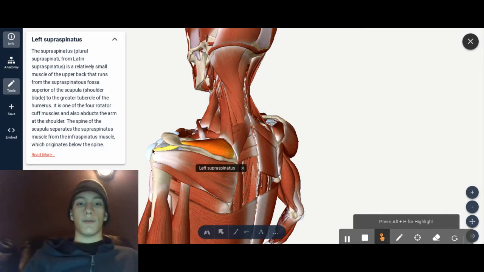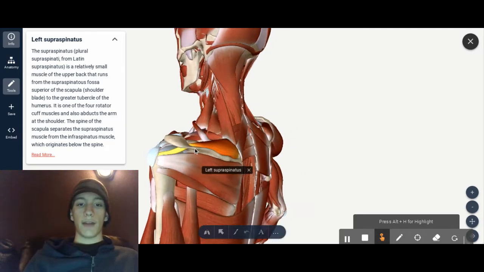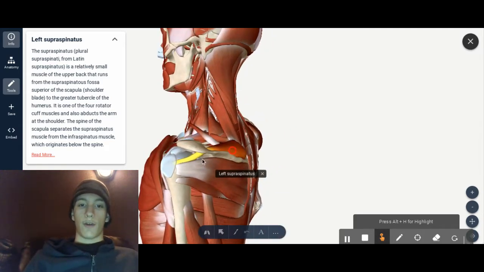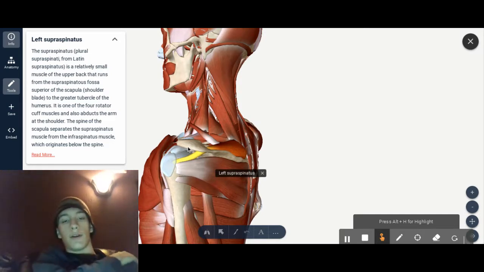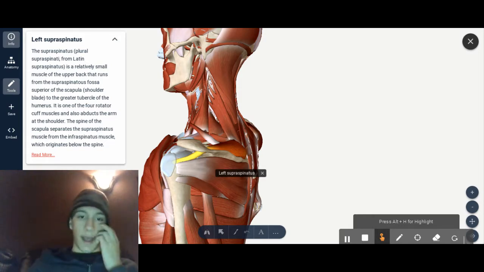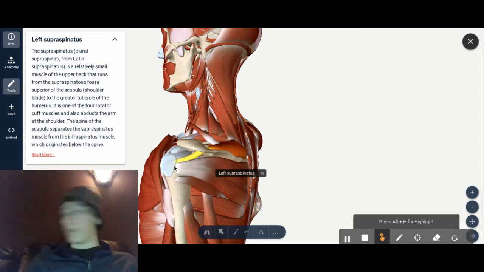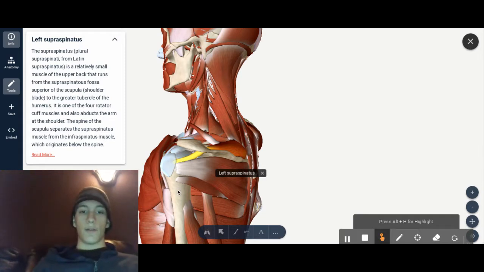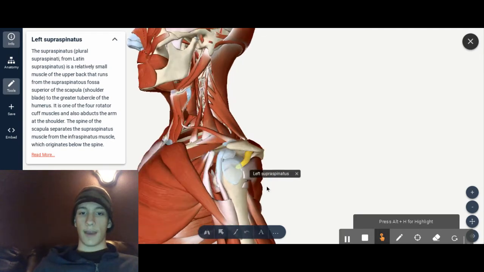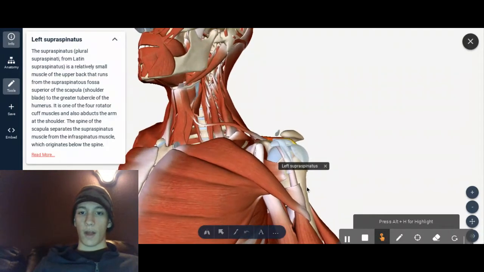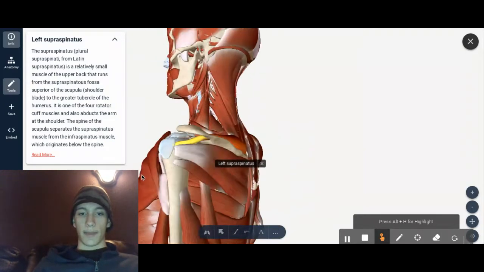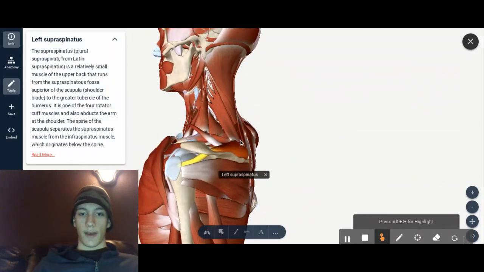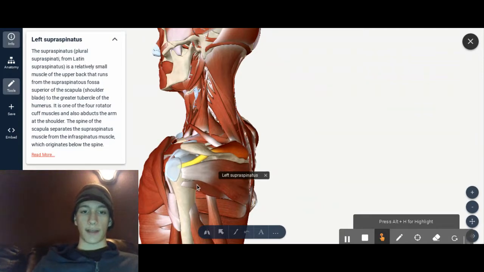It also goes around the acromial end of the acromial ridge, or the shoulder bump right there, and it attaches to your greater tubercle of the humerus. Remember, this humerus has two big bumps that a whole lot of muscles attach to. Most of these scapular muscles will be attaching to your greater tubercle.